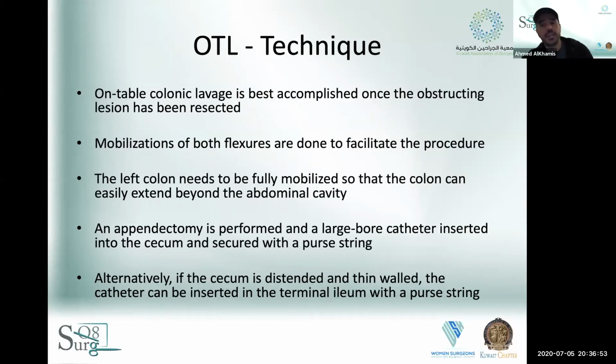So on-table lavage, I will give you the techniques, and then you guys can decide later yourself if you want to use it or not. So what you need to do, in my opinion, and I don't think a lot of people disagree with me, you have to mobilize both flexures. I've seen some people try to do a lavage and they don't want to mobilize. It's just a mess, okay? So you mobilize the two flexures because you want to decompress the bowel from the cecum into your lesion, let's say in the sigmoid, and also you want to bring the sigmoid beyond the abdominal wall because you don't want to contaminate your field with stool, yeah? So you're going to have to mobilize the flexures.